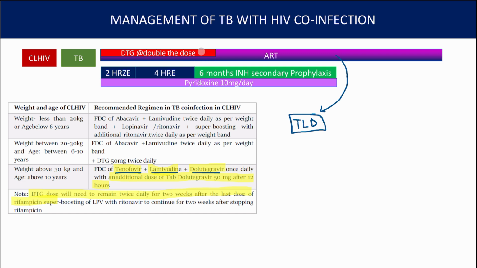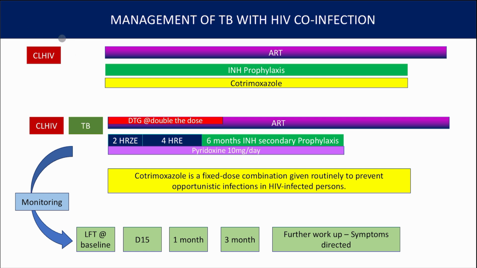Okay, so this duration is actually 2 weeks. Here HRZD is completed, but for another 2 weeks you have to continue this double dose dolutegravir, and after that the primary prophylaxis for TB of 6 months of INH prophylaxis should be continued. As you are giving INH, that is isoniazid, pyridoxine should be continued throughout. Okay. So for the child living with HIV only, where TB is not present, look, the treatment is ART, and also there is INH prophylaxis.